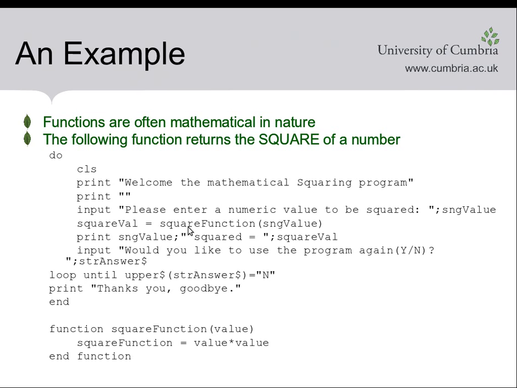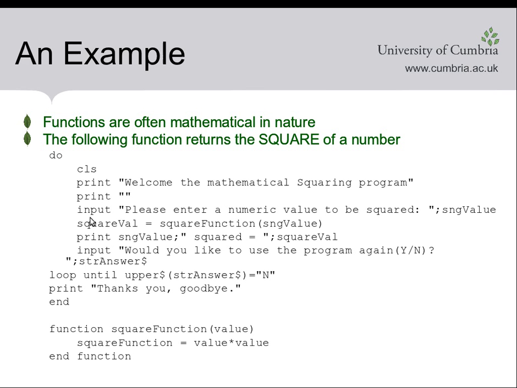Square val equals square function open brackets SNG value. Here we have a bit of syntax difference between procedures and functions in JustBasic. Functions have to have parentheses within which their parameters are entered, whereas sub-procedures have parameters just in a list separated by commas after the sub-procedure name. But because functions can be part of a bigger, more complicated statement, the parentheses are syntactically required to identify where the parameters are, and to distinguish between square function as a variable name and an actual function name.